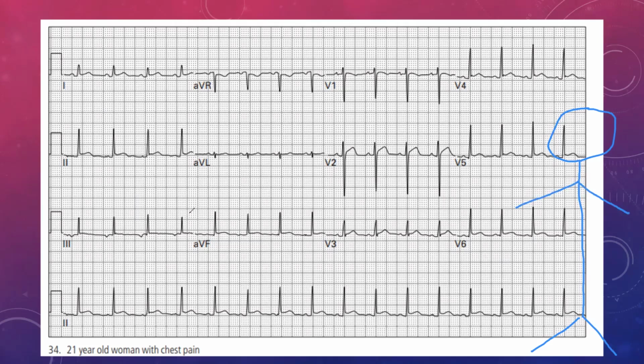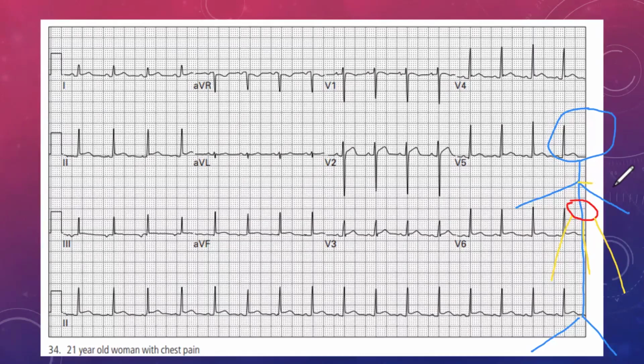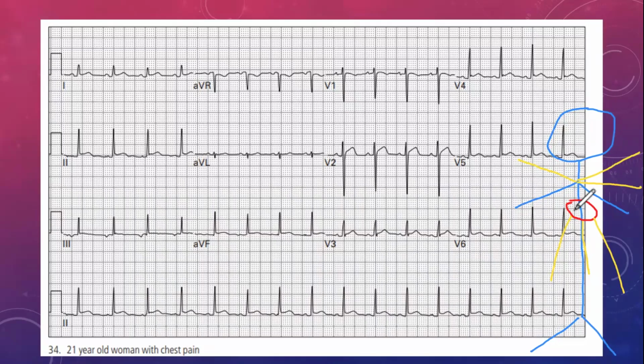So let's just put our heart in there, an anatomically correct drawing, and let's put all our leads in. So let's put lead 3, lead AVF, and lead 2. All right. And then from here, we've got lead 1 going out there, lead AVL on that side, and we've got lead AVR on this side, all right? And then just around the heart, we've got leads.